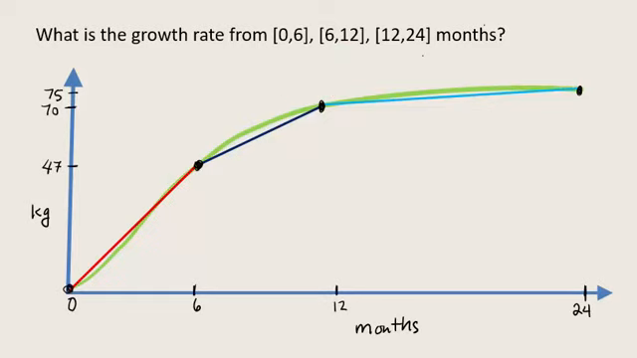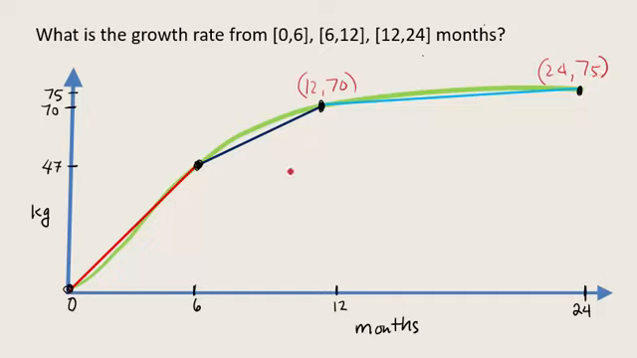All right, so now that we're on the last interval, recall, what are the coordinates here? It's going to be 12, 70, right? And then this is going to be 24, and then what's the weight? 75 kilograms.